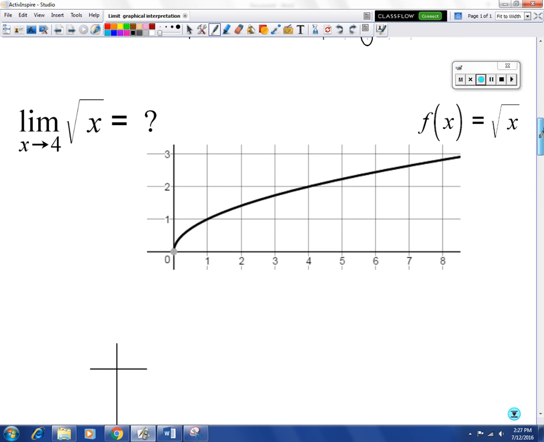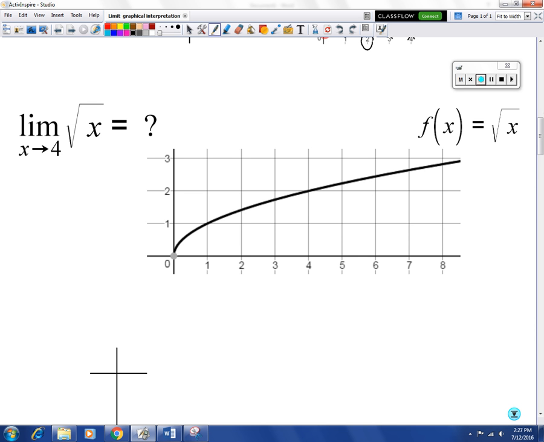Okay, all right, this time I have f of x is square root of x. Okay, all right, which is the inverse function of x squared. So this graph looks a lot different. It starts at 0, y equals 0, goes up. Okay, so here's my question. Okay, what's the limit of this square root function as x approaches 4? Okay, so we need to find values that are close to 4.